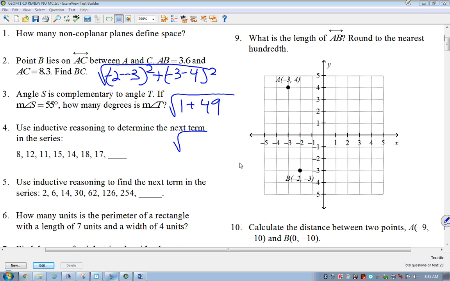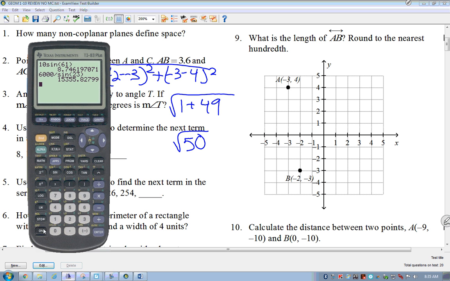So I end up with the square root of 50, but they want my answer to the nearest hundredth. So I'm going to take my graphing calculator, or whatever calculator I have, and plug in the square root of 50. I should get 7, and they want it to the nearest hundredth, so 7.07. If you've got an answer key there, can you tell me if I'm right? 7.07? I can always scroll down to the bottom, I guess. Is that correct? Okay, that's correct.